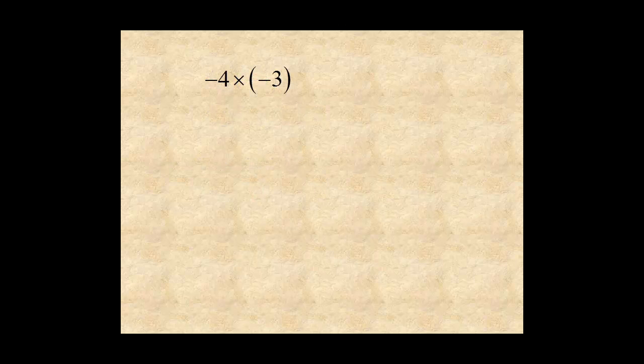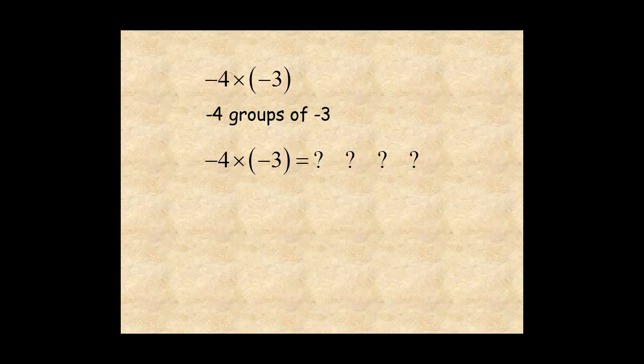Now let's look at negative 4 times negative 3, the product of two negative numbers. You can't explain this product as negative 4 groups of negative 3 because you can't have negative 4 groups of anything. It turns out that the product of two negative numbers is positive, and it's easy to understand.